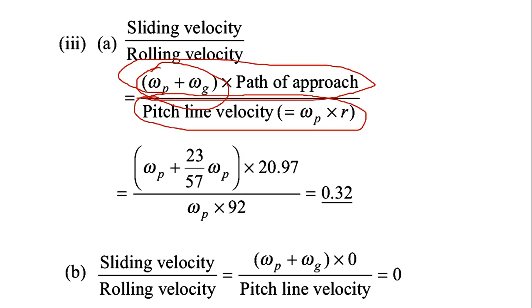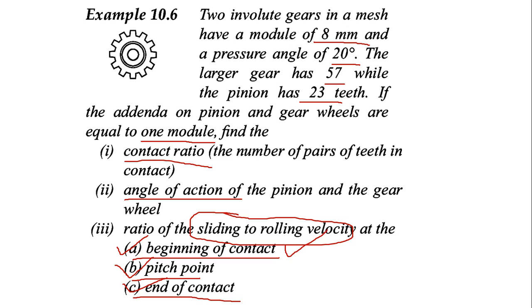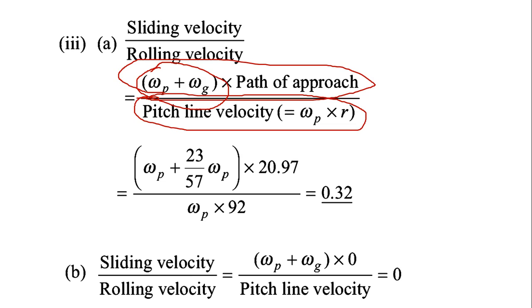In the first case, you are asked to calculate at the beginning of contact, which means at the start of the consideration. Here you need to use this ratio. You already know the gear ratio is given to you, so you can take this ratio and substitute the values. Omega g is nothing but 23/57 times omega p. From there you get the answer as 0.32.